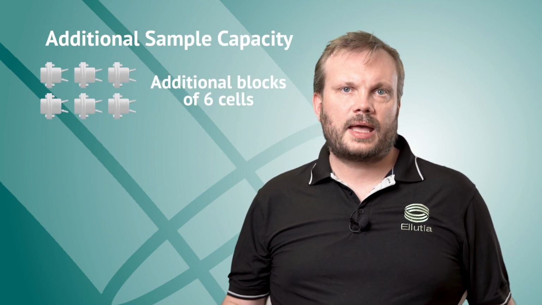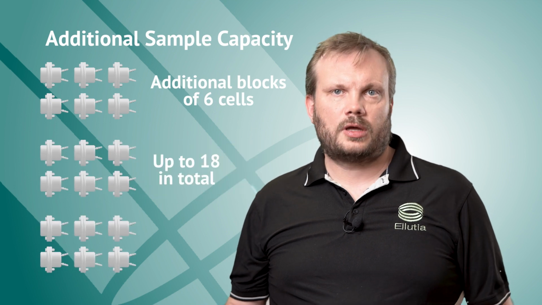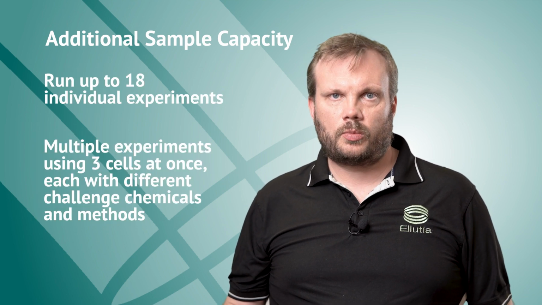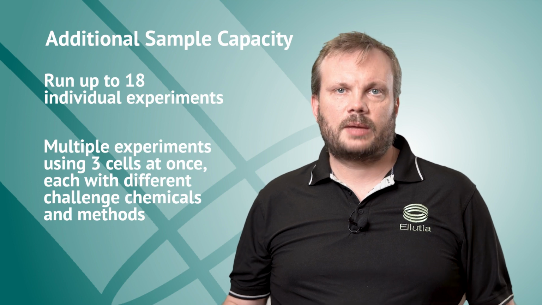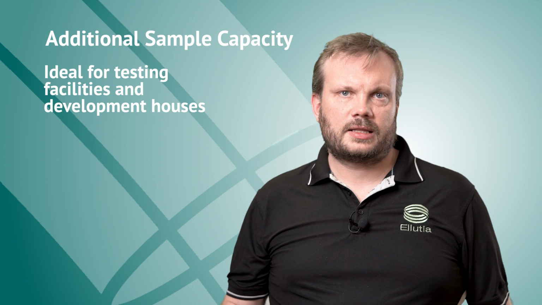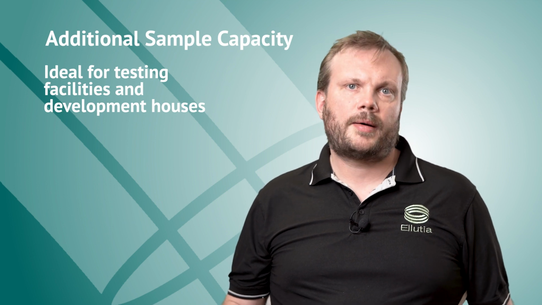With this level of automation, it's advantageous to have additional sample capacity. Additional blocks of 6 cells can be added, up to 18 cells in total. This setup allows you to run up to 18 individual experiments or even multiple experiments that use 3 cells at once, each with different challenge chemicals and methods. This configuration is ideal for testing facilities and development houses that require a high volume of tests.